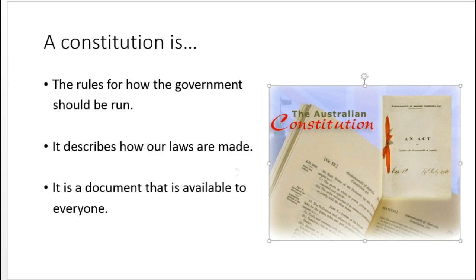Okay, so it's a document. In this case, it's like a book that is available to everyone. And it's all online now, so you can actually get the Constitution off the internet. But it shows us how our government is run and how our laws are made. So the government needs to refer to the Constitution if they're going to make up new laws or if they're going to change the way something is run in the government.